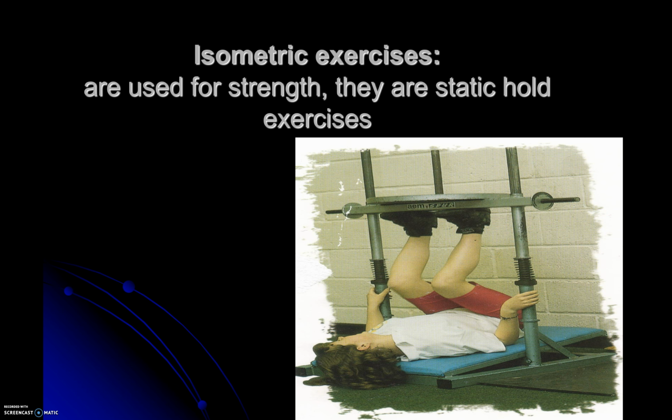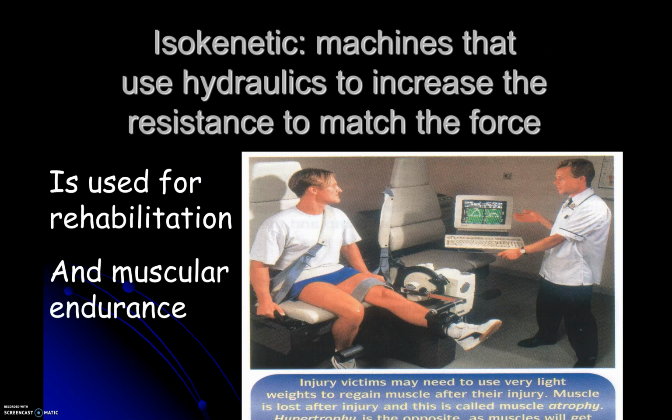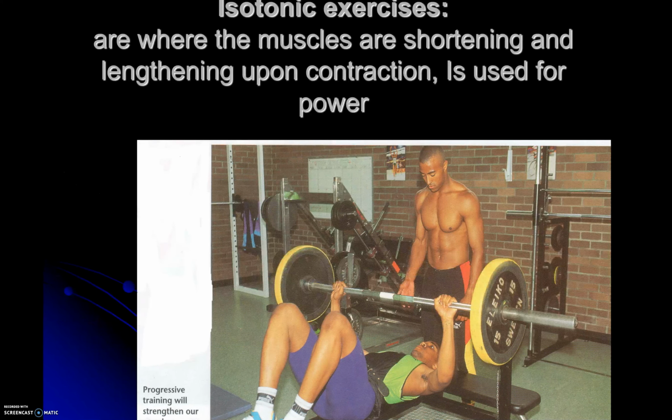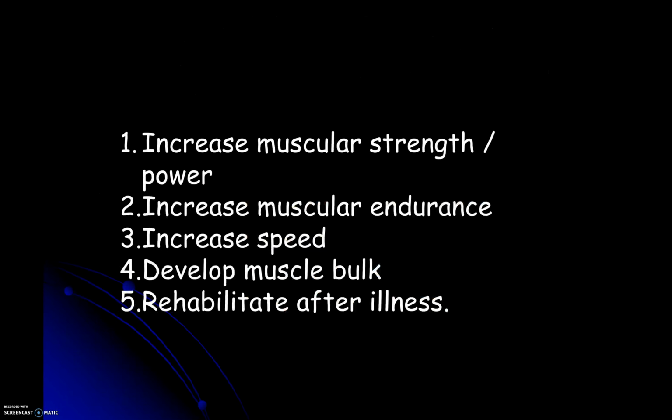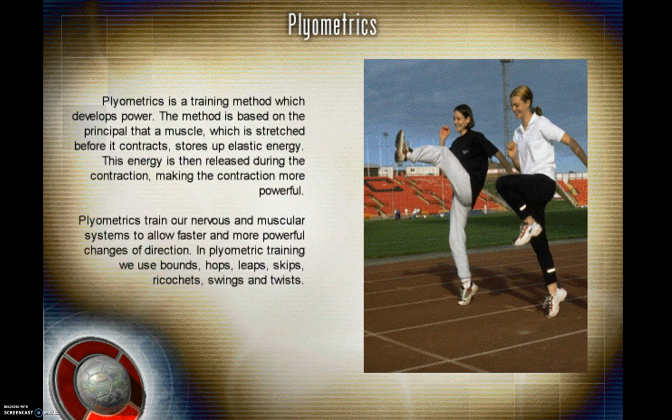We have three types. Isometric, which are static holds. Isotonic, where we're shortening and lengthening, so that's the most commonly used. And isokinetic, which is used for rehabilitation. So isotonic weight training exercises are the ones most commonly used in gyms. These increase muscular strength, power and endurance. They help with fitness components like speed, because sprinters need to be able to work at high intensities, they develop muscle bulk, and we use weight training to rehabilitate after any illness or injury.